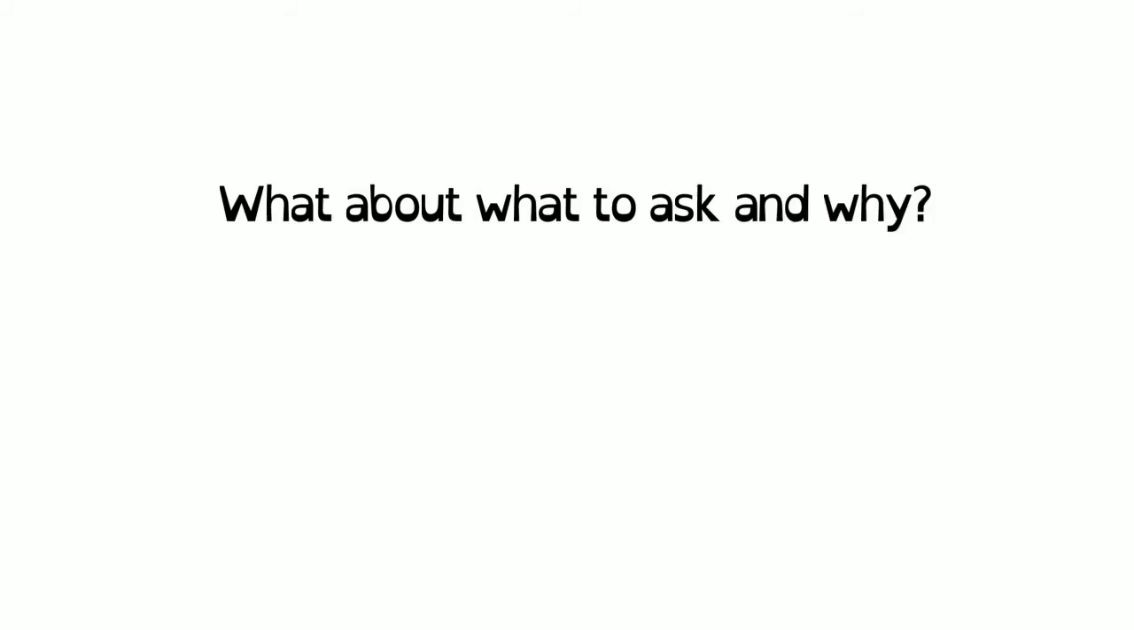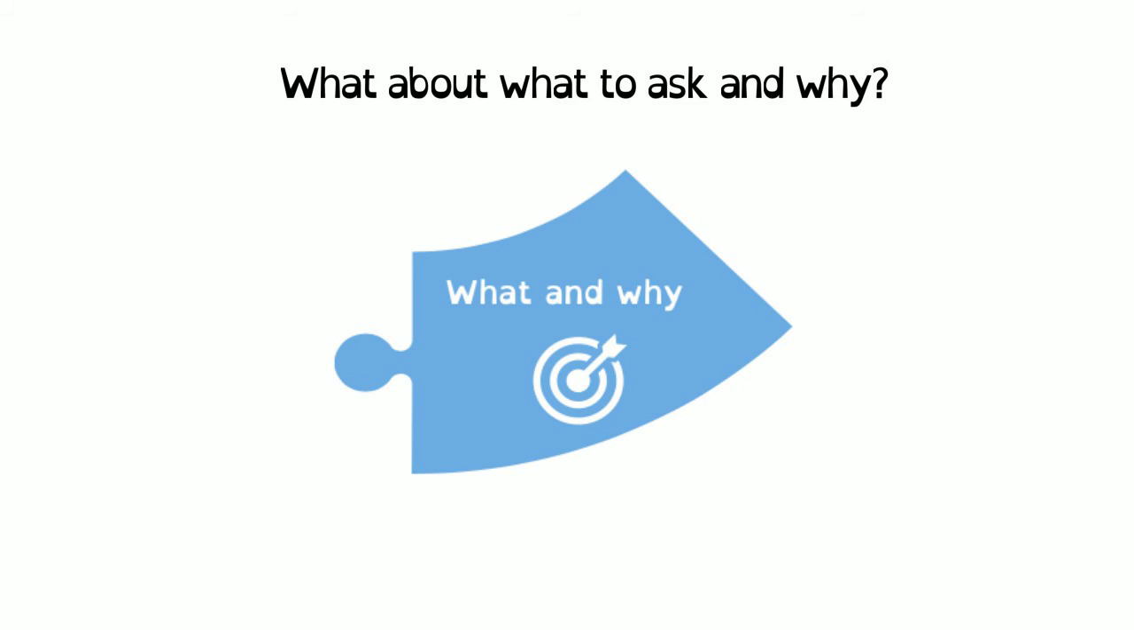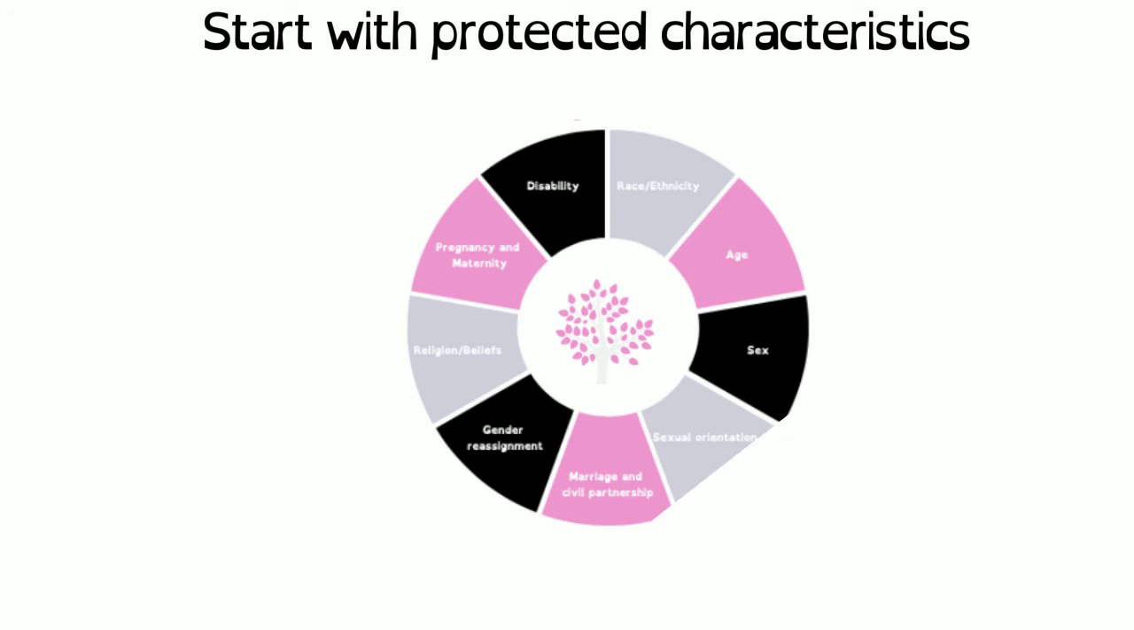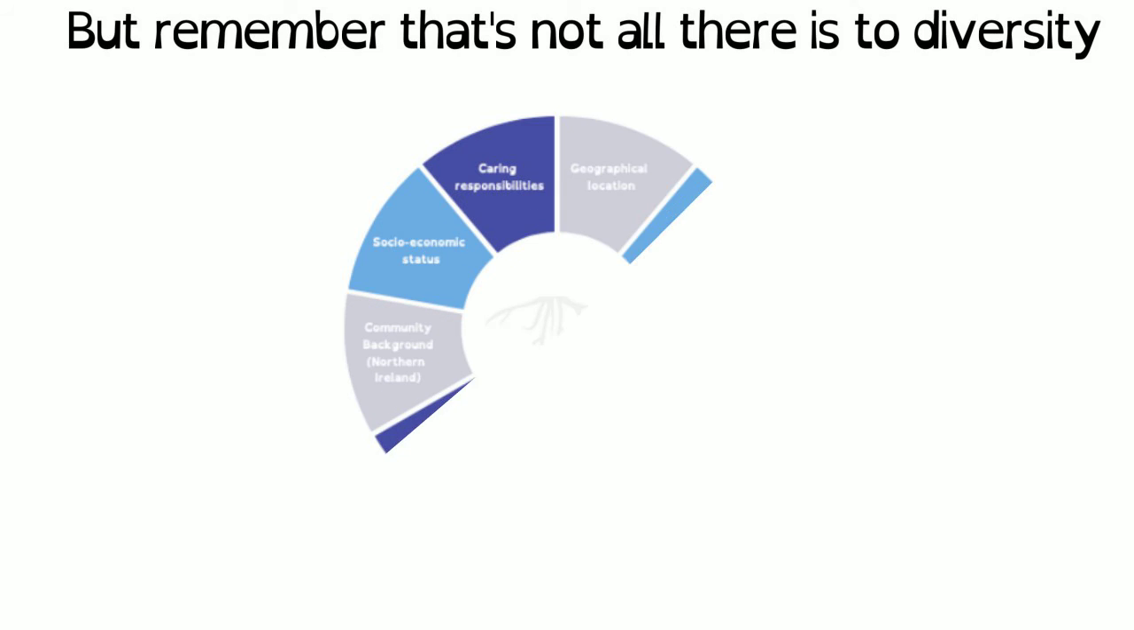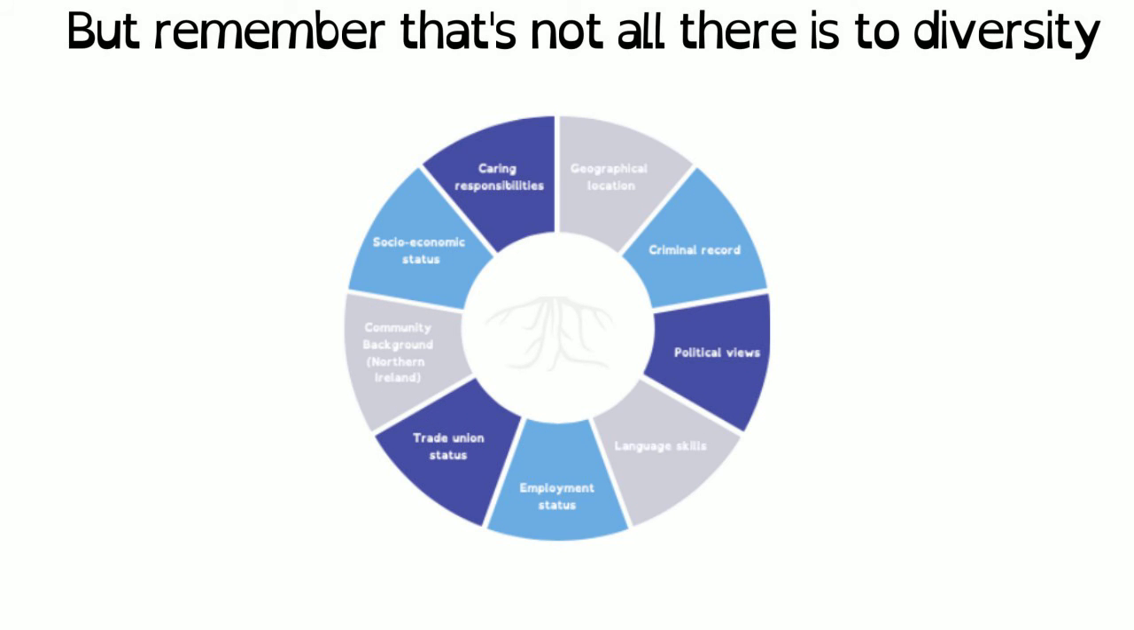What about what to ask and why? If you're simply collecting the data to measure your diversity and inclusion, then a good place to start is with the 9 protected characteristics. However, we know that there's more to diversity, and there may be data that is important to your charity's cause. For example, do you want to be particularly representative of people with a certain disability? Or is it really important to you that you reach people from different socioeconomic backgrounds? Remember though, don't ask for any data that you're not going to use straight away, and explain to people why you're collecting it.